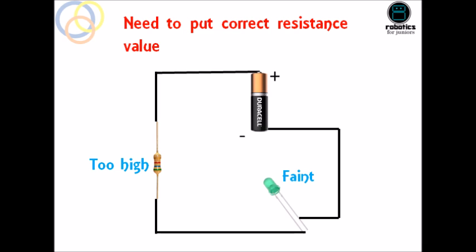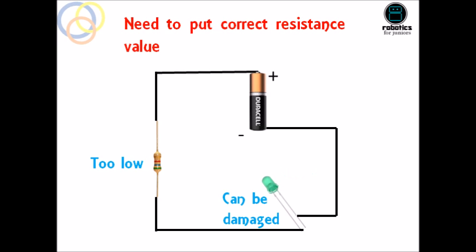Every component has at least some value of resistance, but it is lower for the wires and components like LED, buttons and all. When we connect resistance in a circuit with an LED, if the resistance is too high, then the LED will not glow or will glow very faintly. If the resistance value is too low, then a very large amount of current will flow through it and the LED will be damaged. So we need to put the right value of resistance.